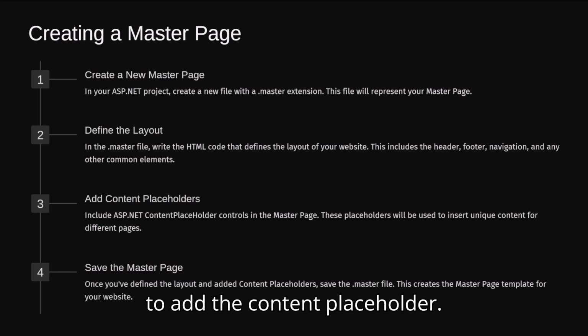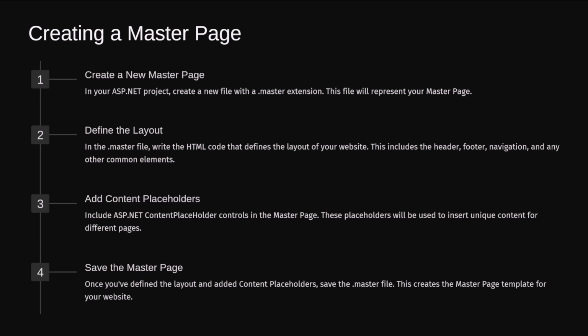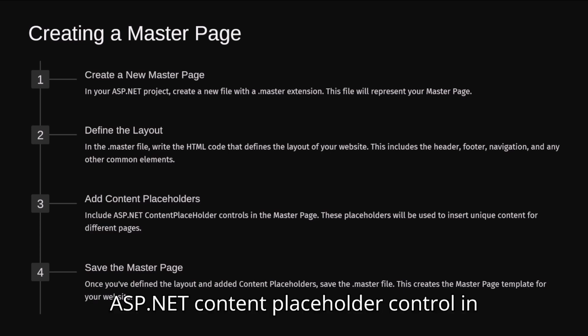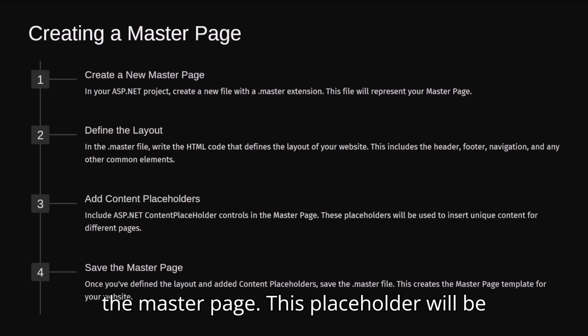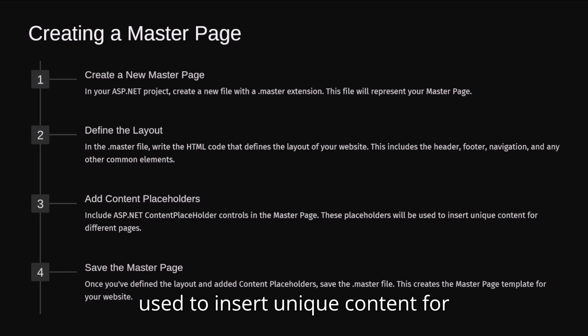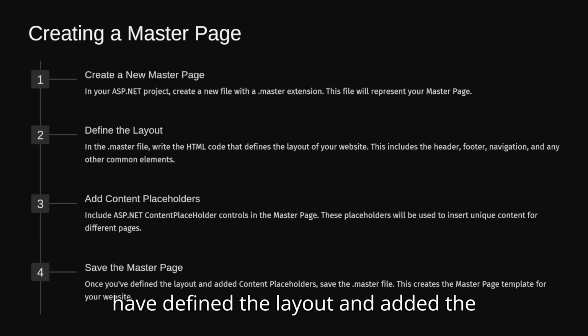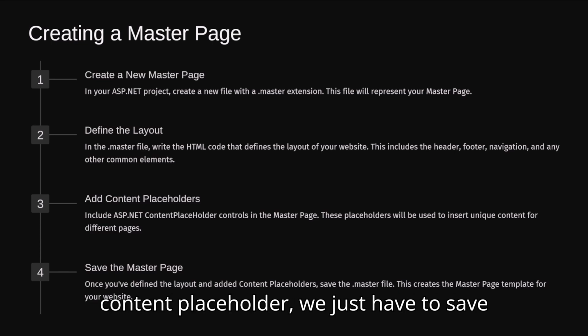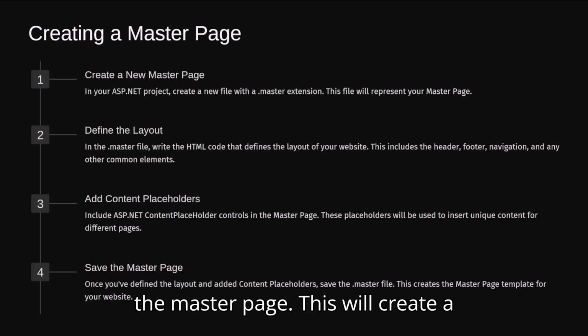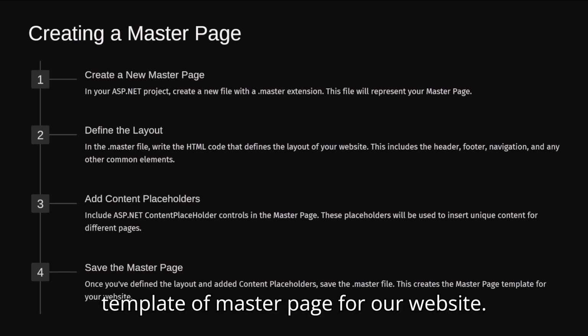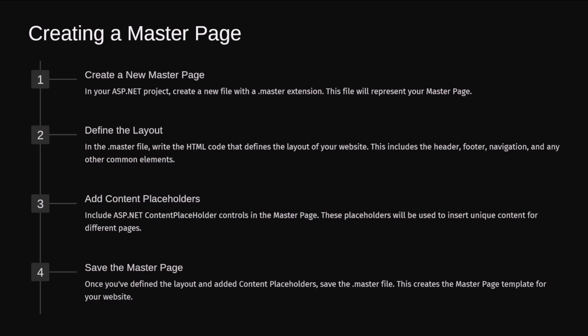The third step is to add the content placeholder, in which we have to include ASP.NET content placeholder control in the master page. This placeholder will be used to insert unique content for different pages. The fourth and the last step is to save the master page. Once we have defined the layout and added the content placeholder, we just have to save the master page. This will create a template of master page for our website.